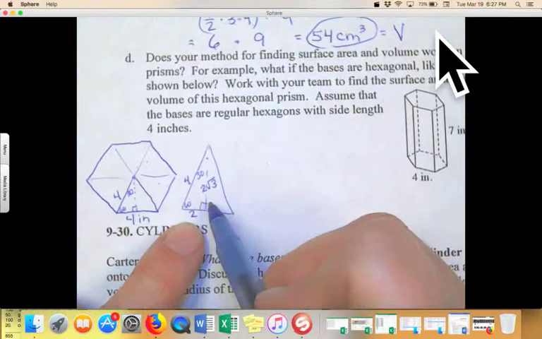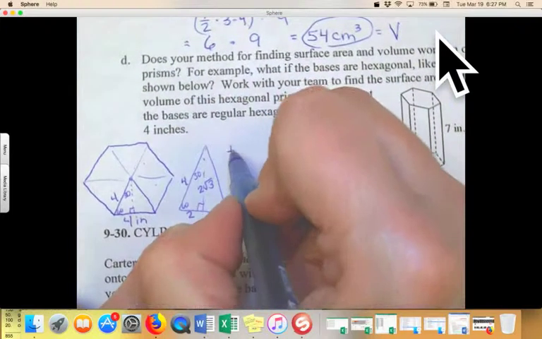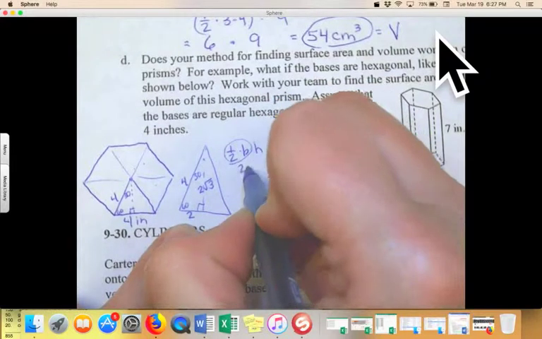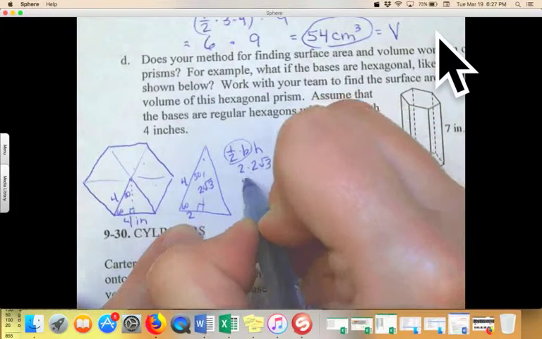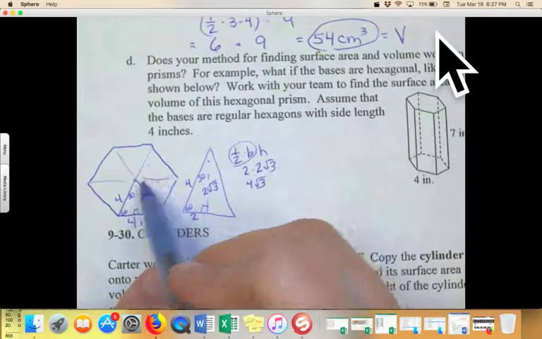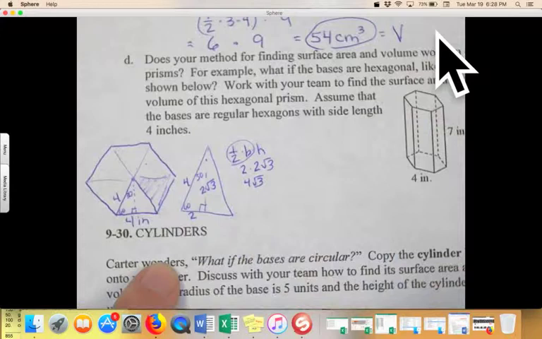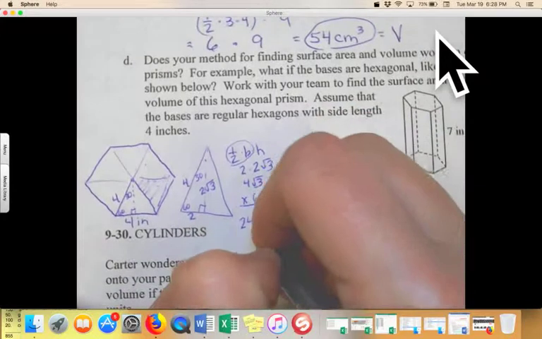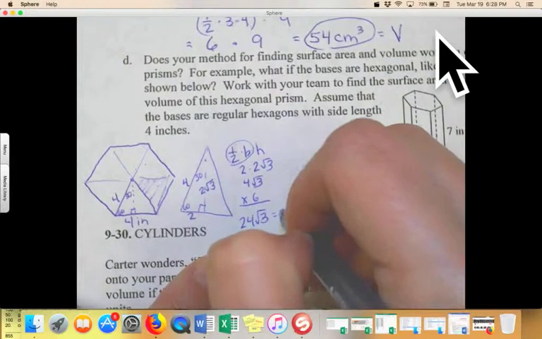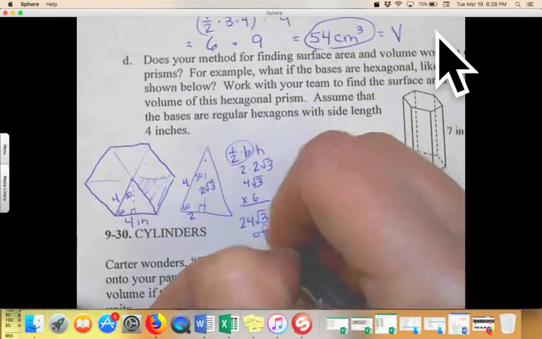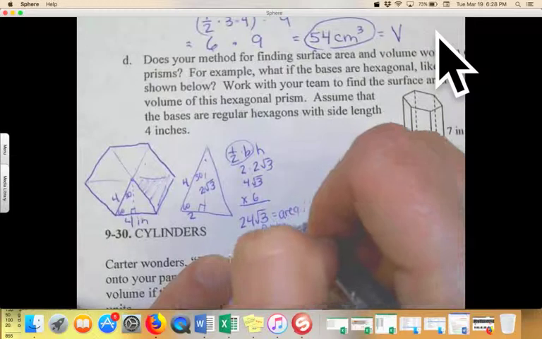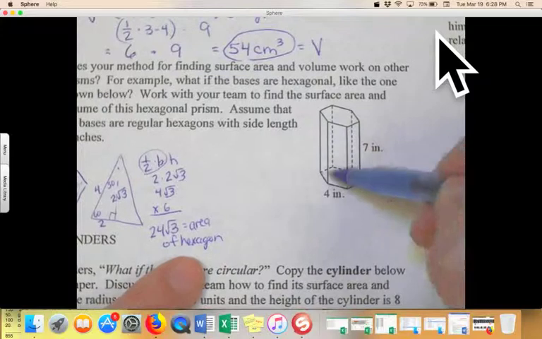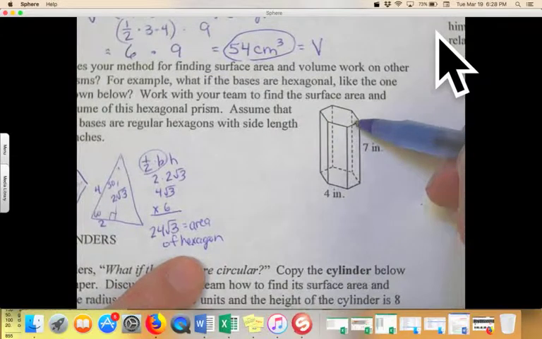So the area of one triangle is 1/2 times base times height. Half of our base is 2 times our height of 2√3 gives us 4√3 for one of these triangles. There are 6 of them, so times 6 gives us 24√3 for the area of the hexagon. Okay, so the hard part's behind us. Then to find the volume, we found the area of our base. All we need to do now is multiply that times the height.